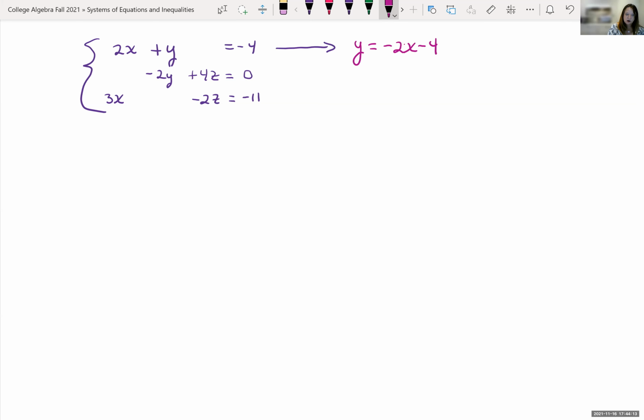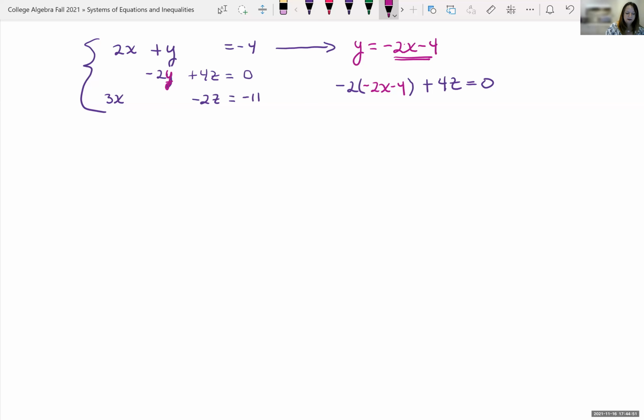So let's go into our second equation, because that's the only one that has a y in it. The third equation doesn't have a y in it. Let's go into our second equation and do substitution. We're going to substitute in what y is, wherever we see a y in that second equation. So let's rewrite this with a parentheses where we see the y. So we have -2, I see a y there, so let's put a big parentheses, plus 4z equals 0. We're going to go inside and plug in -2x minus 4 inside that parentheses.